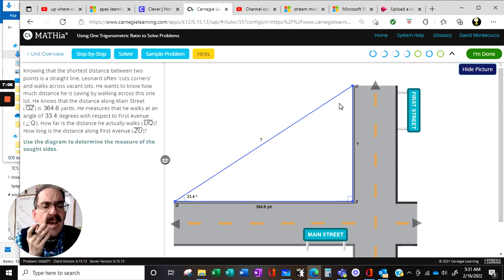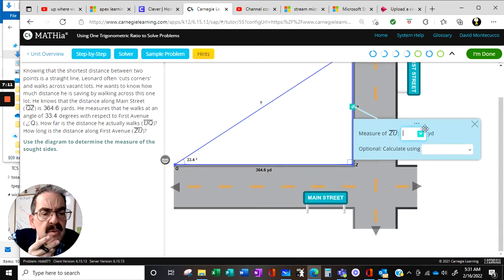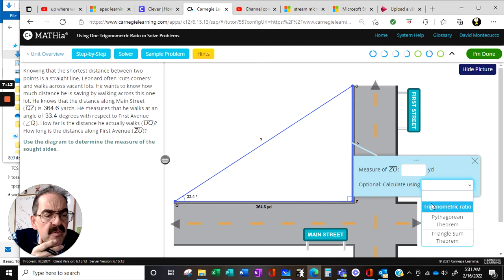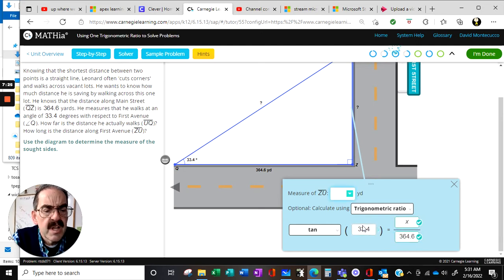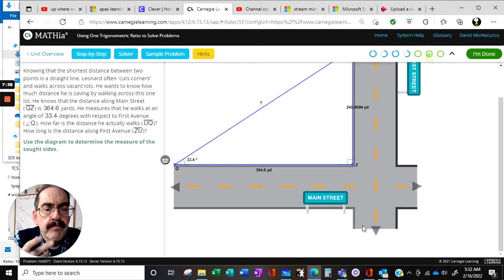All right, so now we want to know this first. Okay, so let's bring that up. And we're going to use a trig. Tan x over 33.4, x over 364.6, and we'll have 364.6 times the tangent parenthesis 33.4. Yep, good.